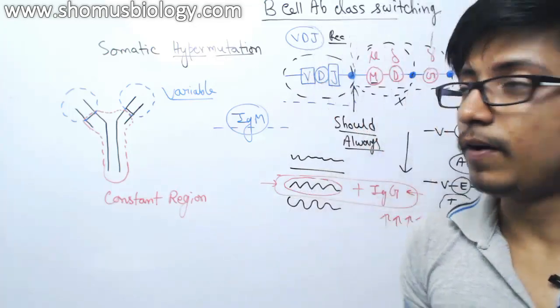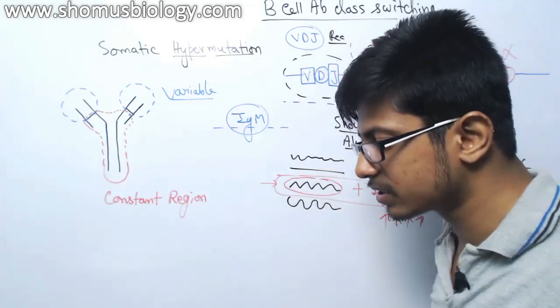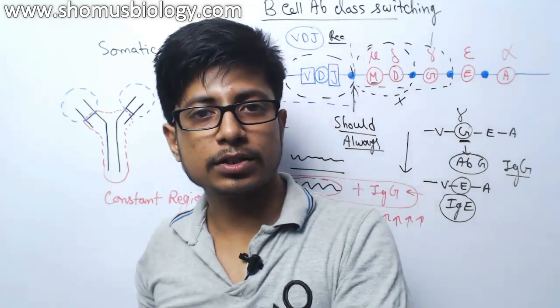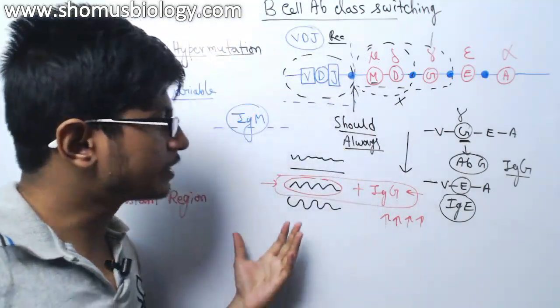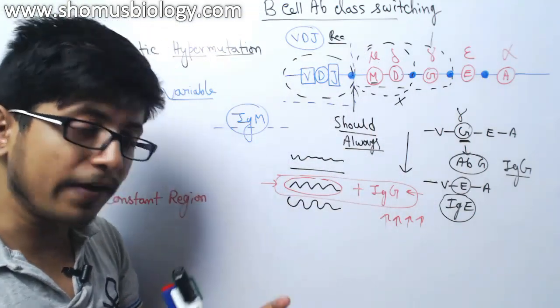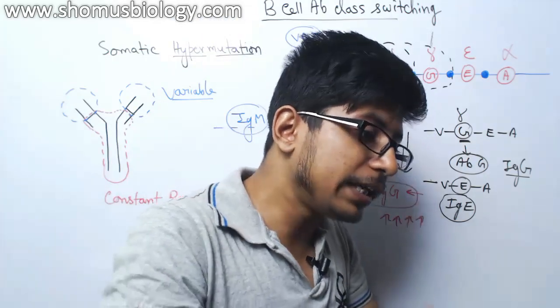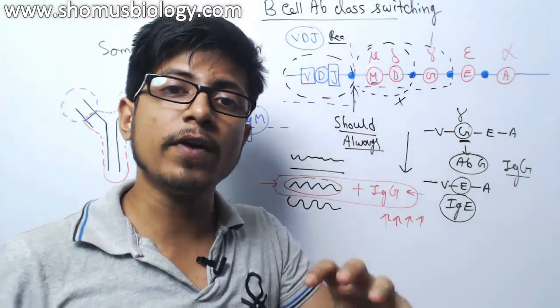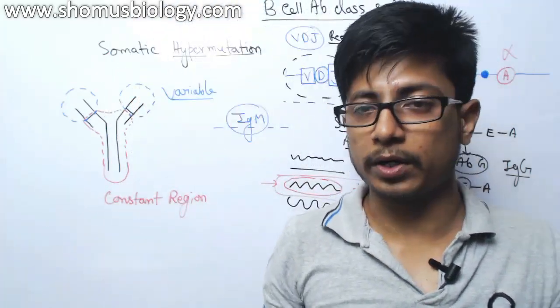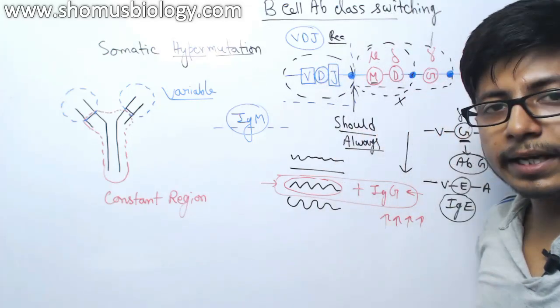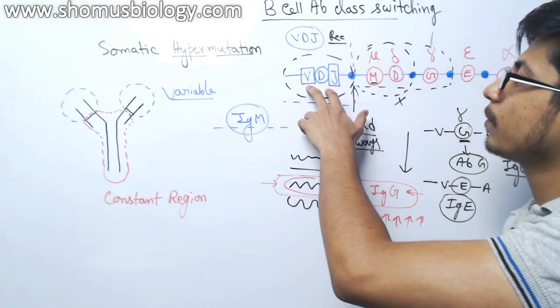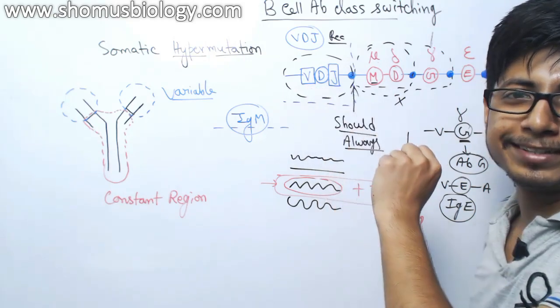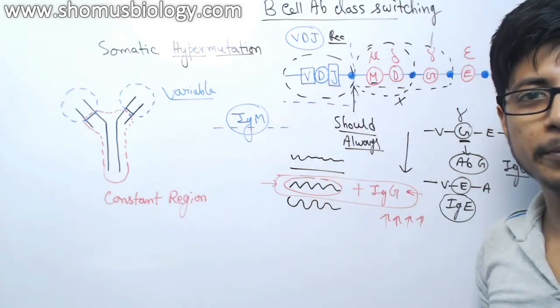That's the idea of how they switch the class from IgM to the rest of the classes. And not only do they switch class, but they also change the variable region to further increase the chance of finding a pathogen inside the body. And they achieve that by means of recombining this VDJ region, which we are going to see right now.